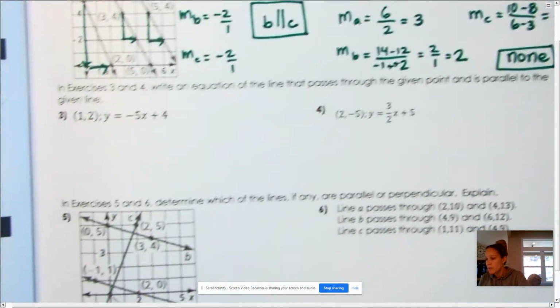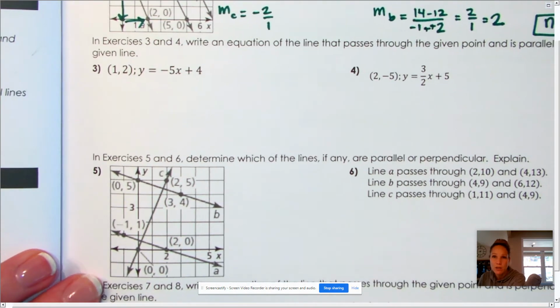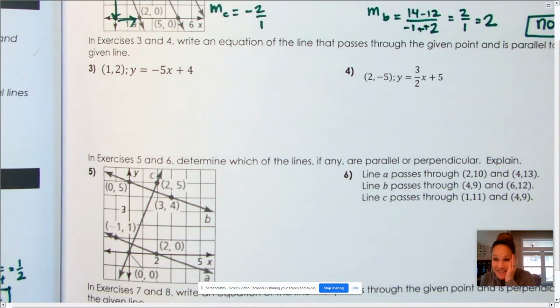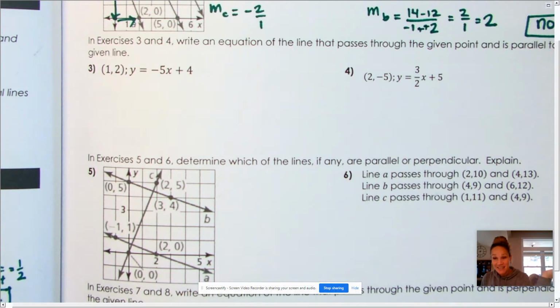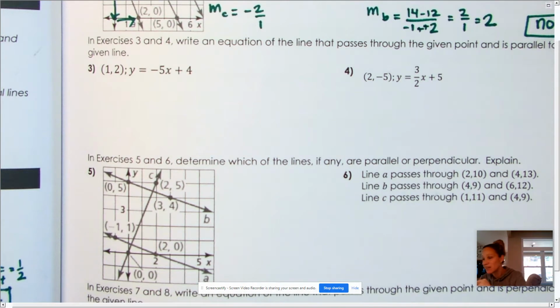All right, question number 3. We need to write an equation. Oh, guys, I just did an even problem. I just love doing problems. Sorry about that. Question number 3 is write an equation of a line that passes through the given point and is parallel to the given line.